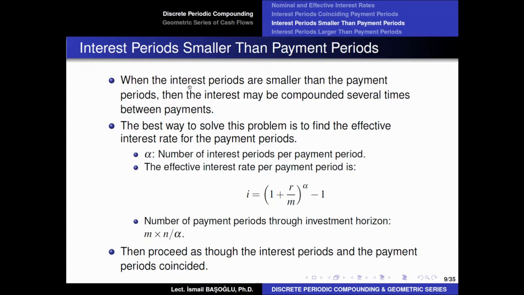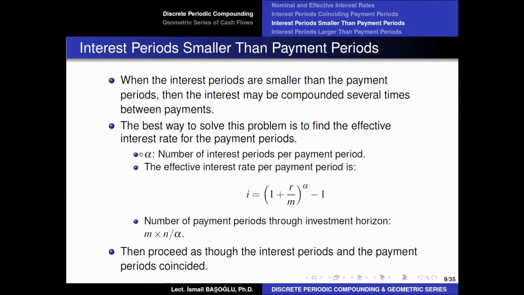So you see, it says when the interest periods are smaller than the payment periods, the interest may be compounded several times between payments. Now, how can we solve this problem? The best way is to find the effective interest rate for the payment periods. Because the payments are made less frequently than the interest periods, we need to calculate the effective interest rate between the payment periods. So how do we do that?